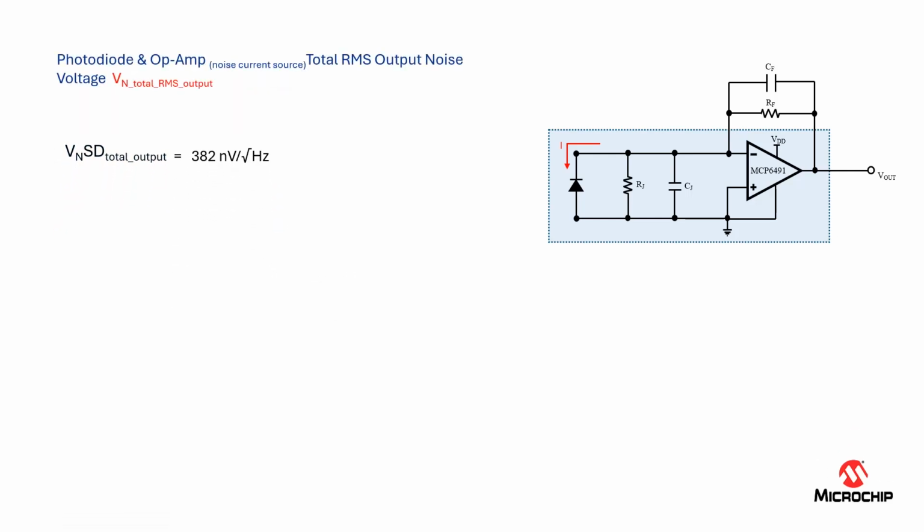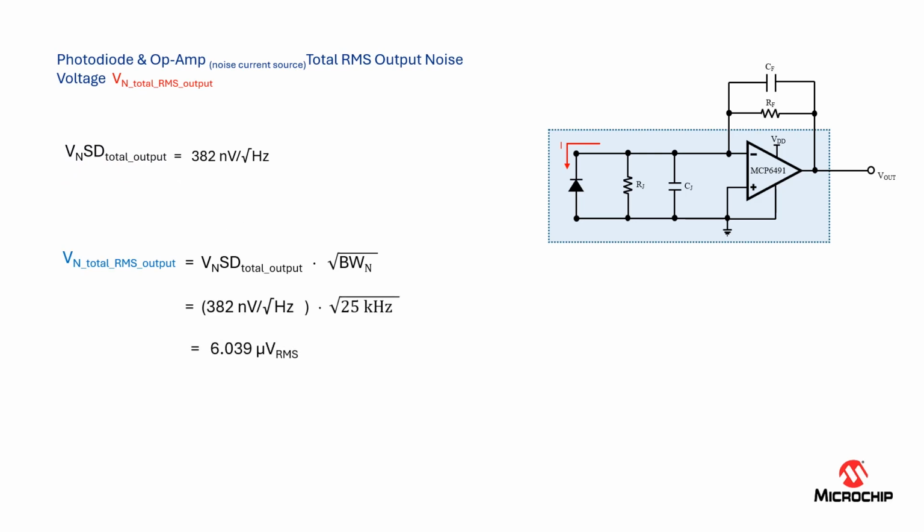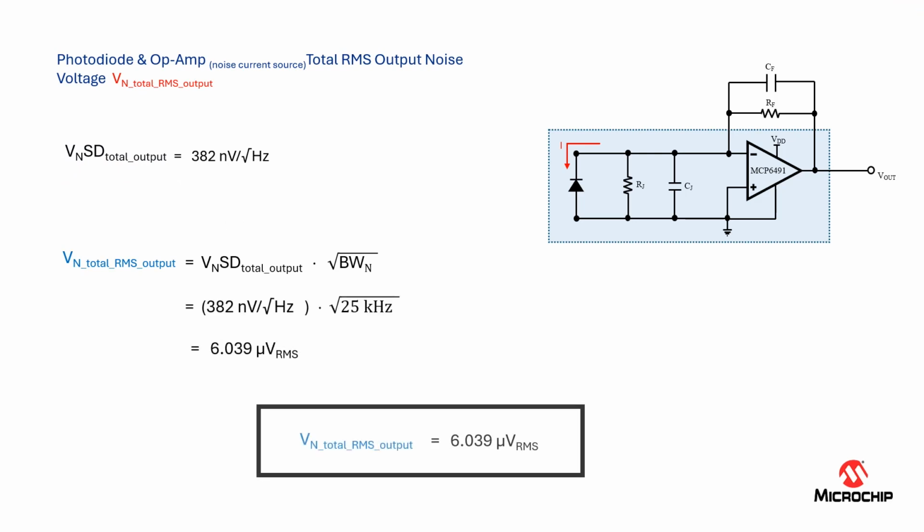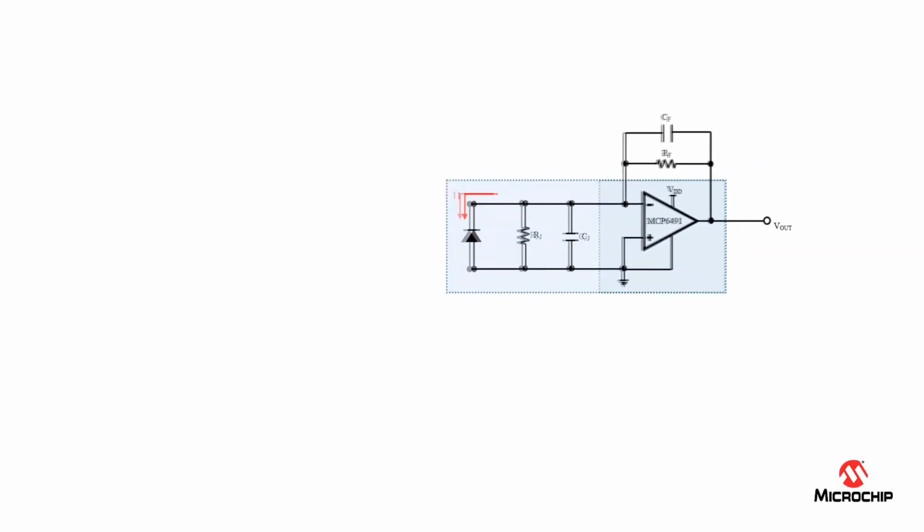And finally, to get the total RMS voltage output noise, we multiply the value that we just calculated times the square root of the noise bandwidth of the circuit. So the total voltage noise RMS output is 6.039 microvolts.